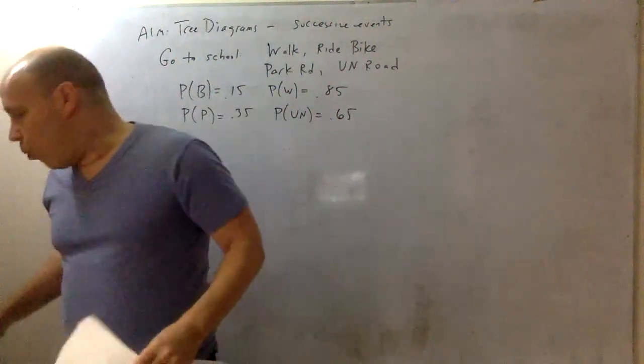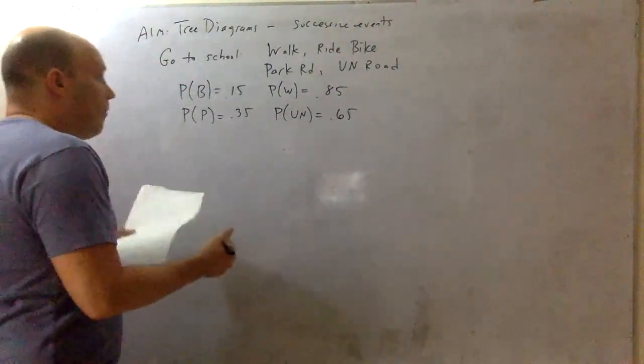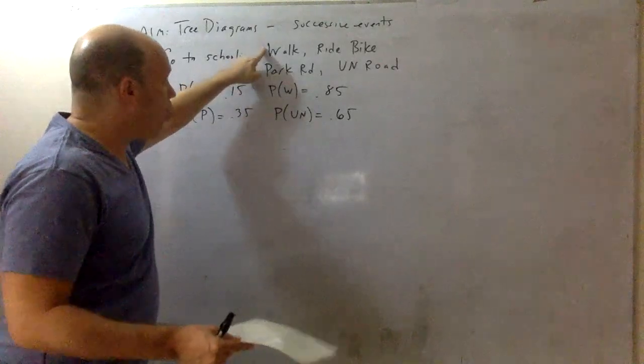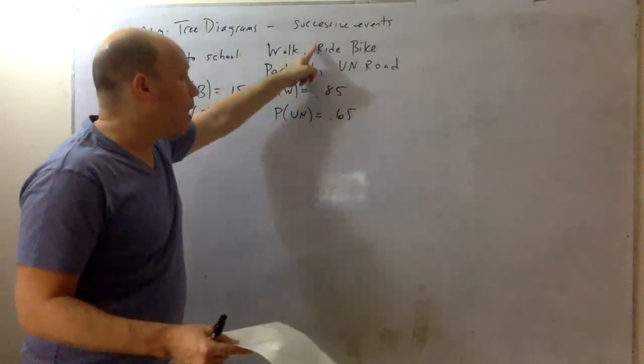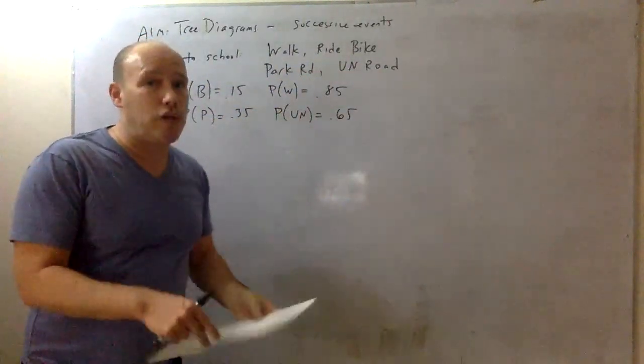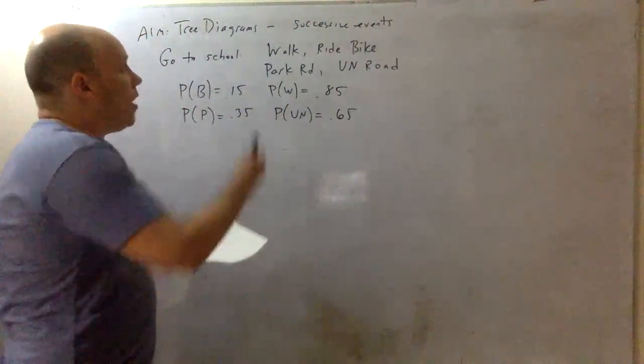The question is, what are all the outcomes? Well, there are four possible outcomes: you walk and take Park Road, you walk and take UN Road, you ride your bike and take Park Road, or you ride your bike along UN Road. The question is, how do we represent this? So the first thing we want to do is a tree diagram.